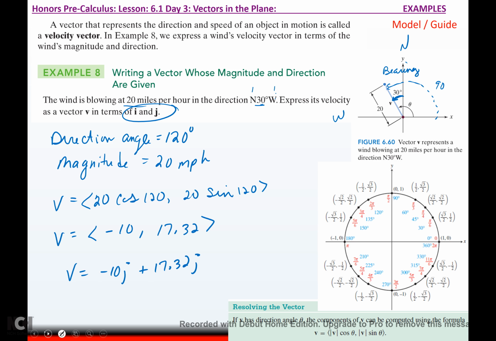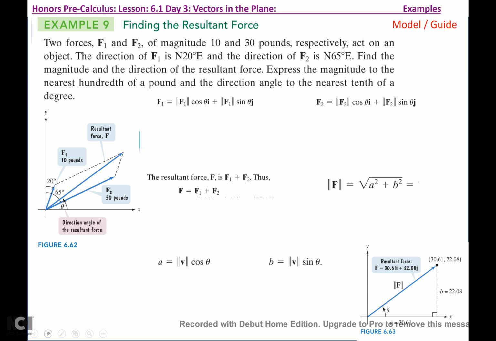All right, so next we have example 9, finding a resultant force. I tried to put the steps you need to follow so that you can look back and see what we did first and what we did second, because anything that involves two forces acting on an object works this way. So you have two forces, force 1 and force 2, of magnitude 10 and 30 pounds respectively, acting on an object. The direction of force 1 is 20 degrees northeast, so that would be 20 degrees east of north. There's that one right there. And the direction of F2 is 65 degrees northeast, so that would be this one right here. And then the resultant force would be that one.